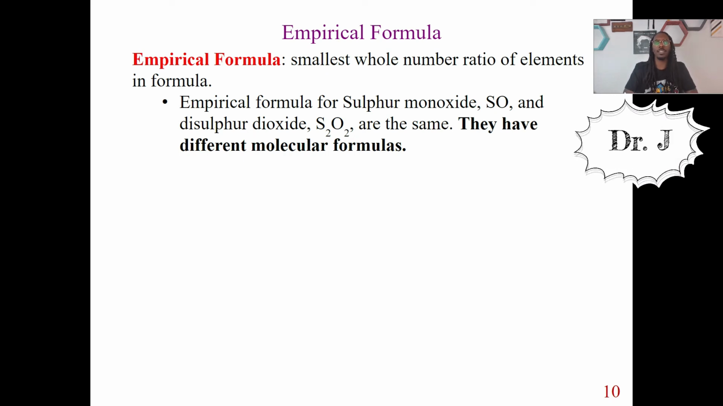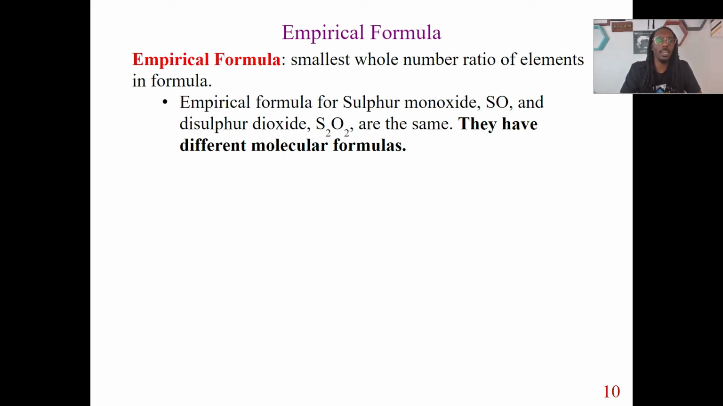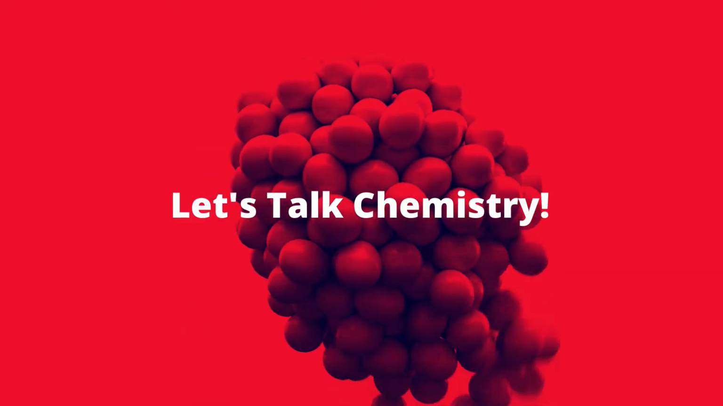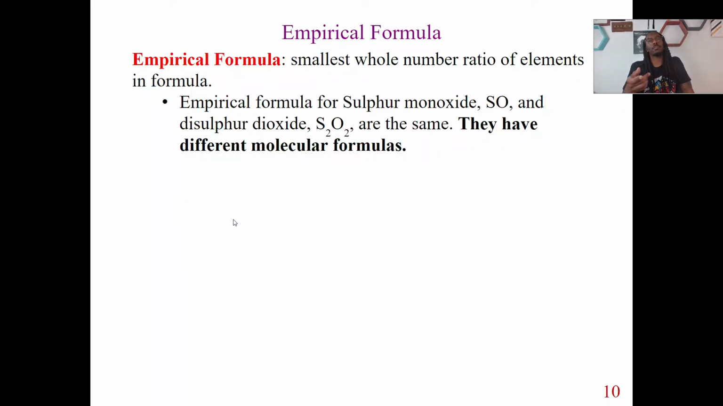Sup everybody, it's Dr. J, and today we are going to talk about how to find empirical formulas. So let's talk about some chemistry. To remind everybody, empirical formulas are basically the smallest whole number ratio of elements in a formula, okay? So basically, let's look at an example.